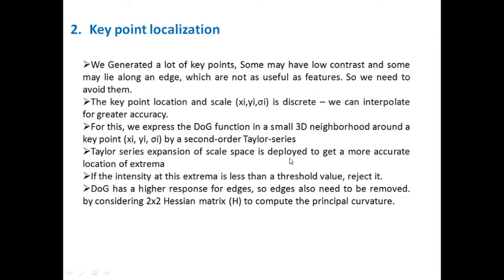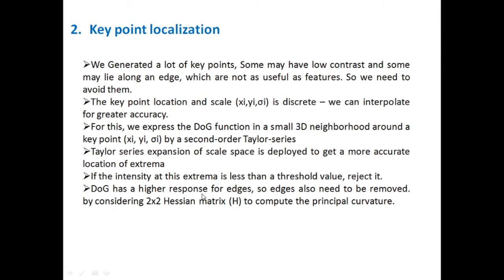This series expansion of scale space is deployed to get a more accurate location of the extrema. More accurate location of the extrema means ultimately we are filtering out the unnecessarily extracted key points. So if the intensity at this extrema is less than a threshold value, reject it. That is what we are doing here. For example, in the first stage I have got 10 key points, and if I have kept some threshold value, I can easily filter out such that I can get 3 or 4 key points or feature points.